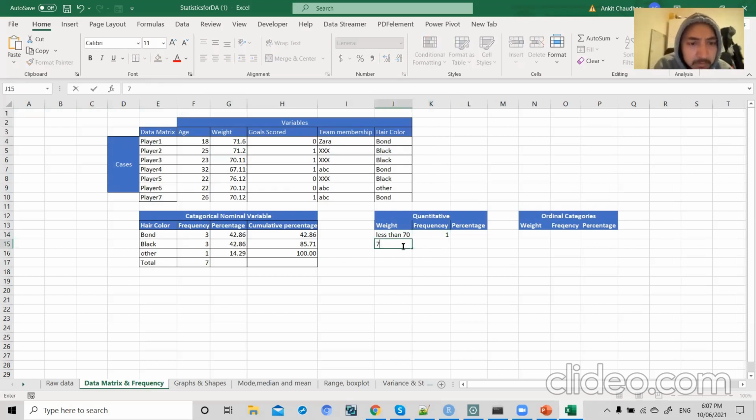Between 70 to 80 we can say, 1, 2, 3, 4, 5, 6, okay, 6 we have. So now we have changed this continuous value. This is your continuous variable, right? Because the numbers are ranging. That's why this is your continuous variable.